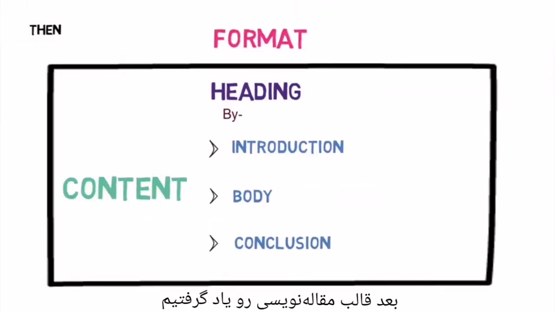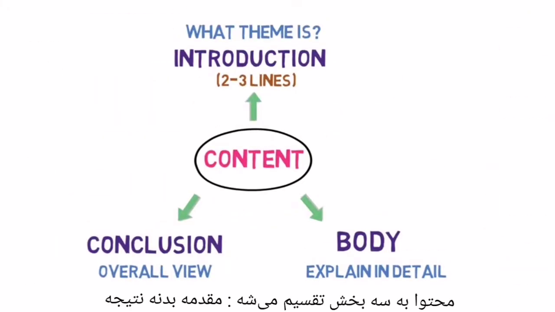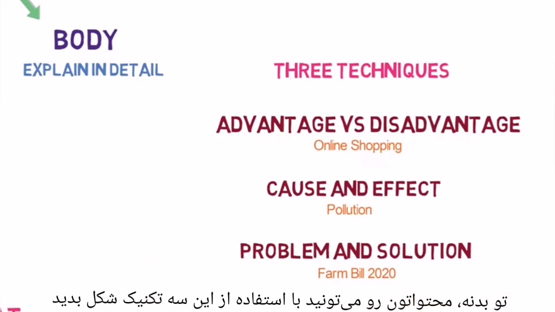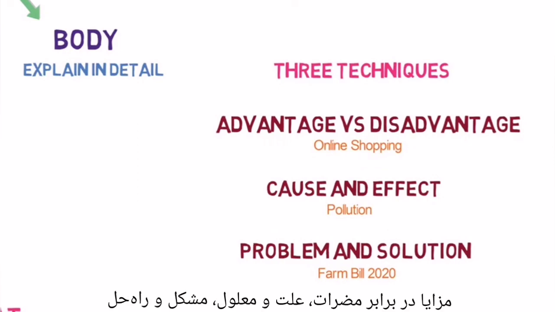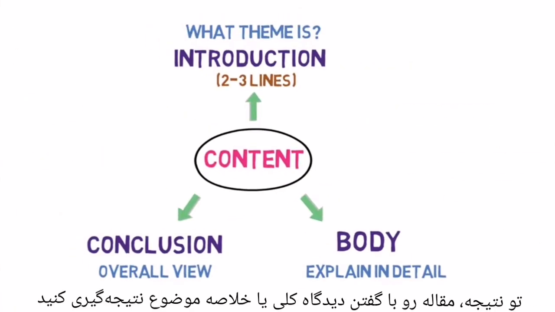Then we learned the format of article writing. Article writing is divided into 3 sections. Number 1 heading, number 2 byline, and number 3 content. The content is subdivided into 3 parts: introduction, body, and conclusion. In the introduction, write in 2-3 lines what is the theme all about. In the body, you can shape your content as per these 3 techniques: advantage versus disadvantage, cause and effect, and problem and solution. In the conclusion, conclude the article giving the overall view or summary of the theme.